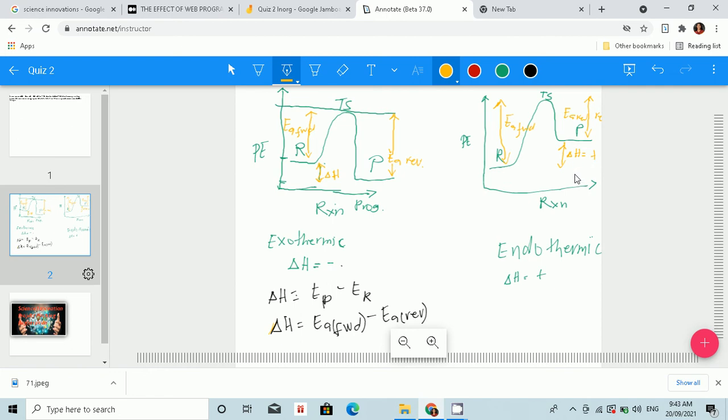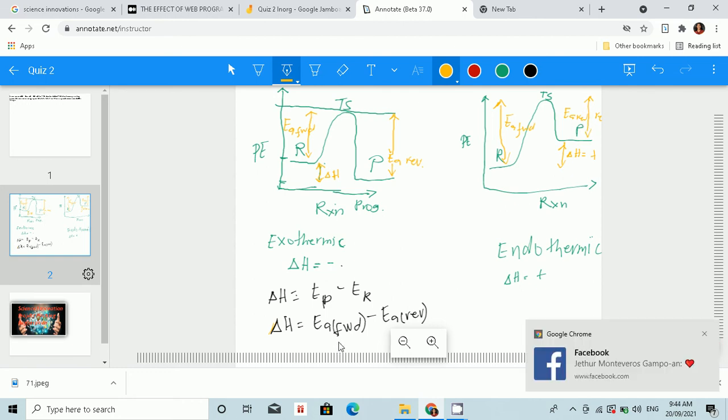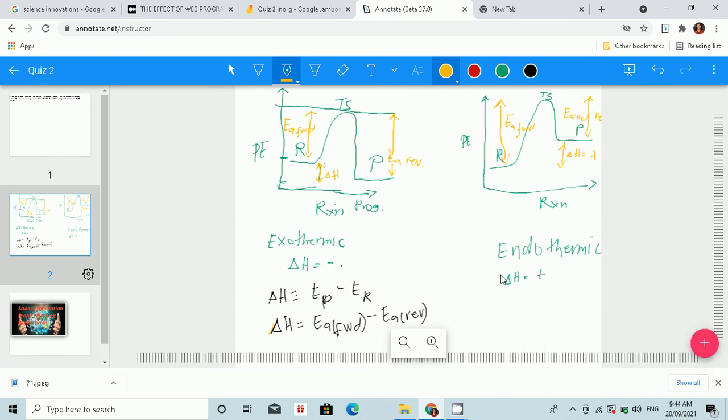It's positive because the energy of the forward reaction is higher than the energy of the reverse reaction. So if we have that, our delta H would be positive. Okay, so that's it for that.